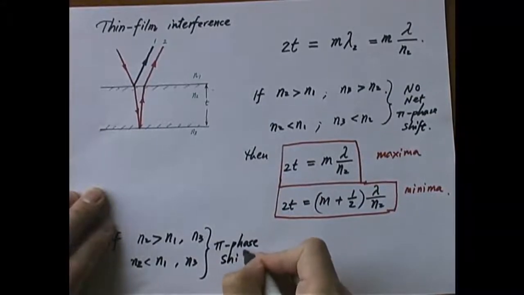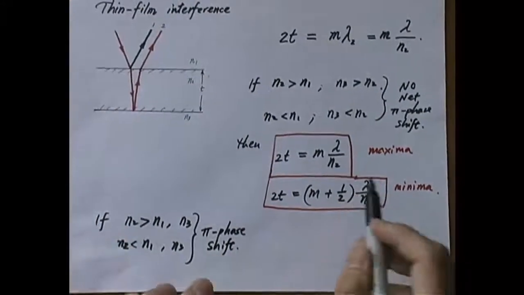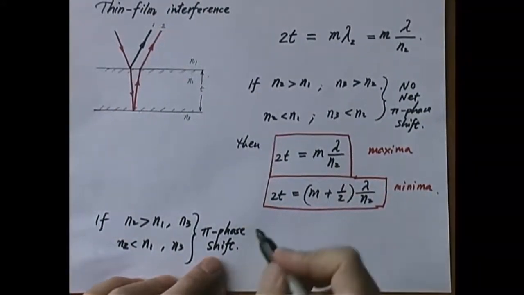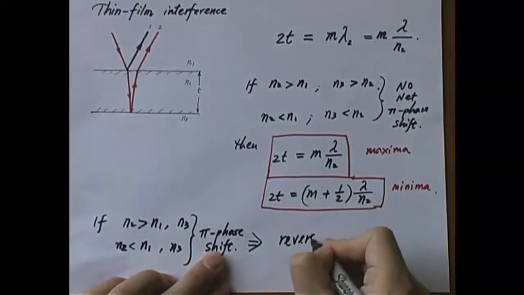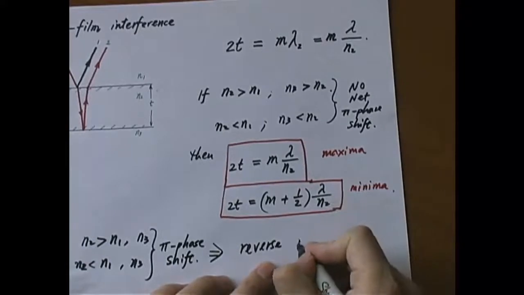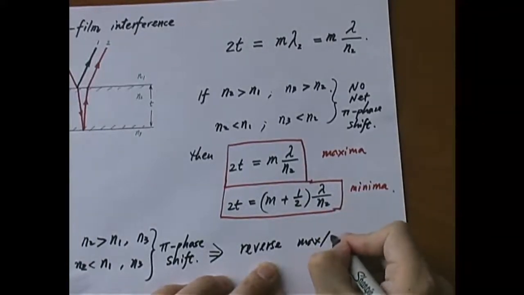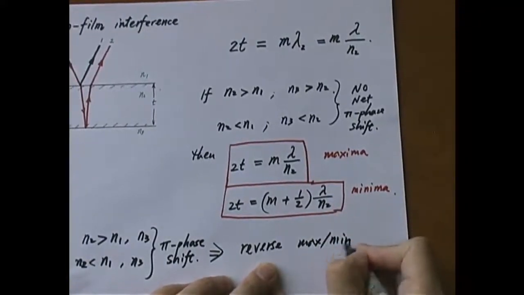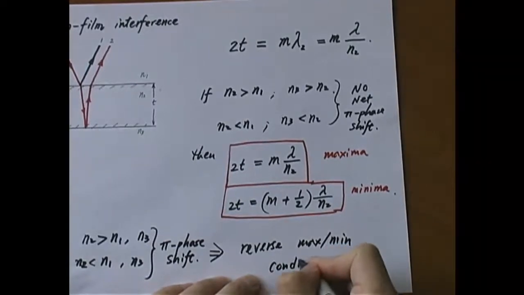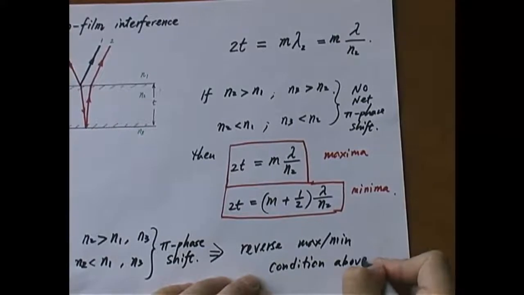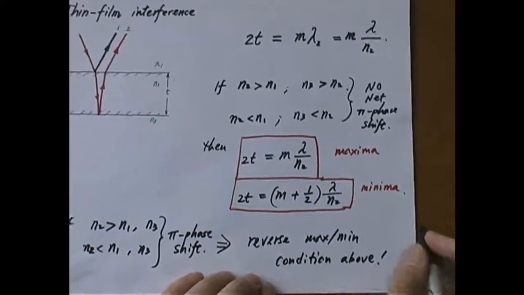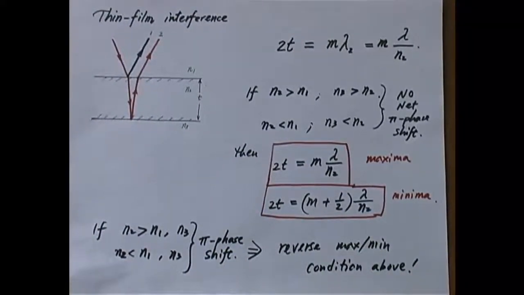So, what does that mean? It means that the conditions for maxima and minima are then reversed from the conditions above. So that's what happens.